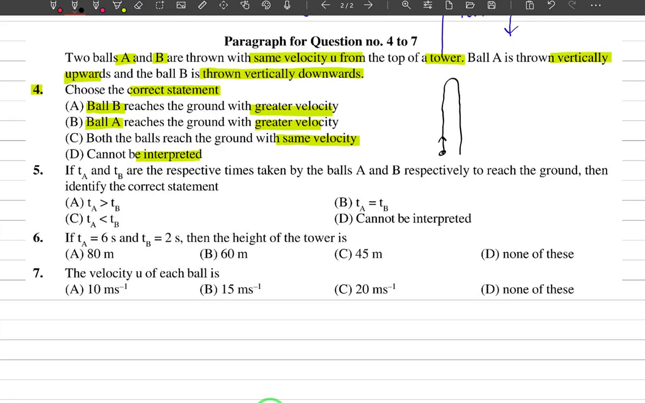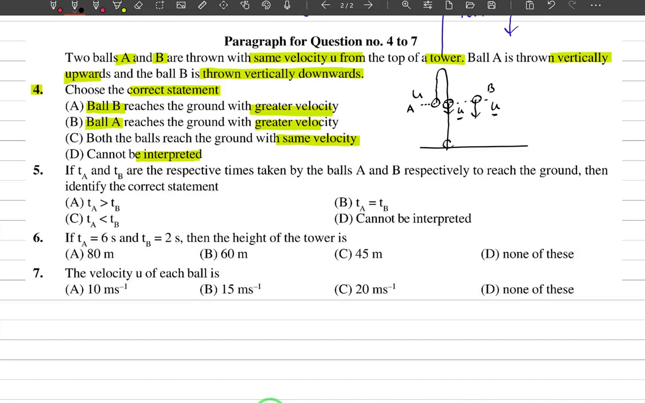Sorry, there are two balls now. So ball A will go up and then it will come down. ठीक है, and this is ball B which has been thrown down with same velocity u. Now what happened to A? जब A वापस अपने उसी लेवल पे आएगा लौट के downside, then it will have the same velocity. Now we can see that A and B both have same velocity in the same direction, that is downward.